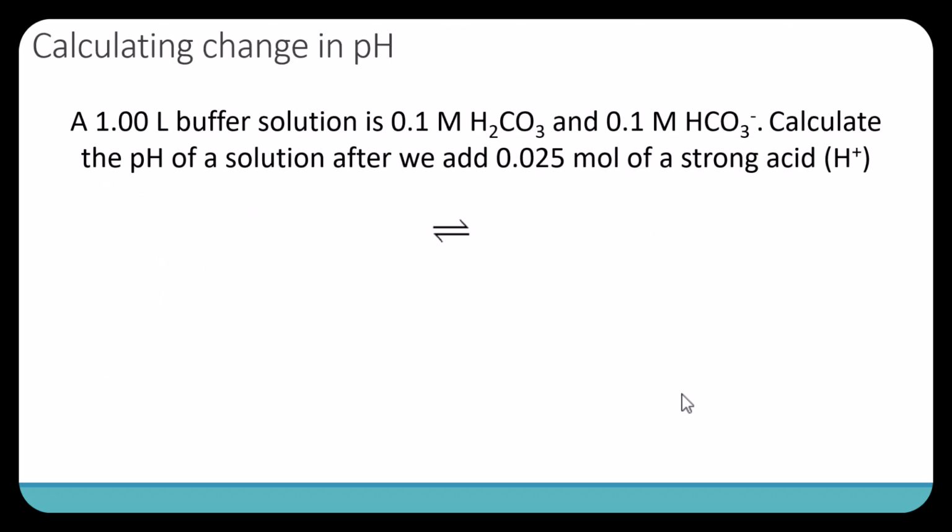So here's our problem. A 1 liter buffer solution is 0.1 molar H2CO3 and 0.1 molar HCO3-. Calculate the pH of the solution after we add 0.025 mol of a strong acid. So the first thing we're going to do is write the equation for our buffer.